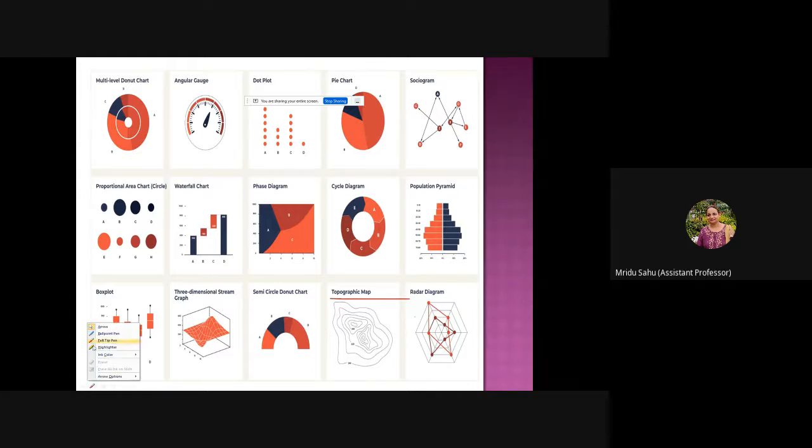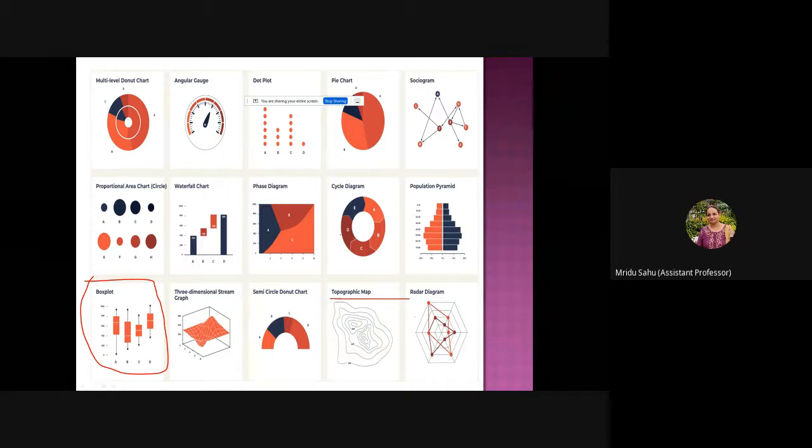So the box plot is useful for outlier reduction. And the cyclic diagram we are using in BI systems, because it converts the circle into different sections for representing the data. The sociogram we are also using, and the dot plot. So you can use the R language for representing the information in your data in a very effective way.